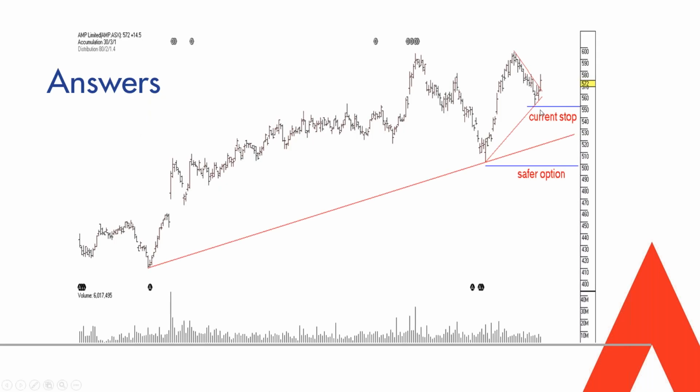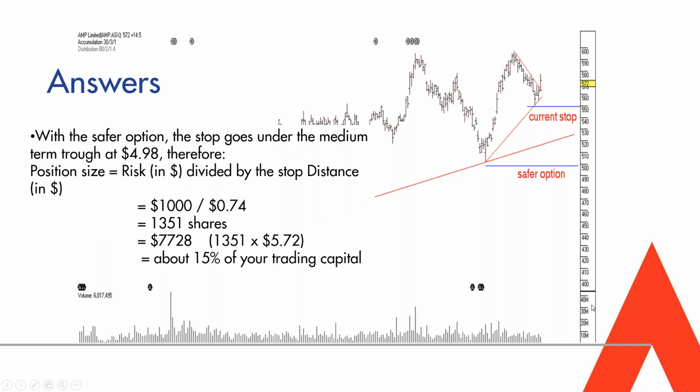So this was the current stop we're using in our current example. This is the revised safer stop option down here under this trough low, which is the long-term trend line test. So with the safer option, so that's under the trend line trough low, the stop goes under the medium-term trough at $4.98.